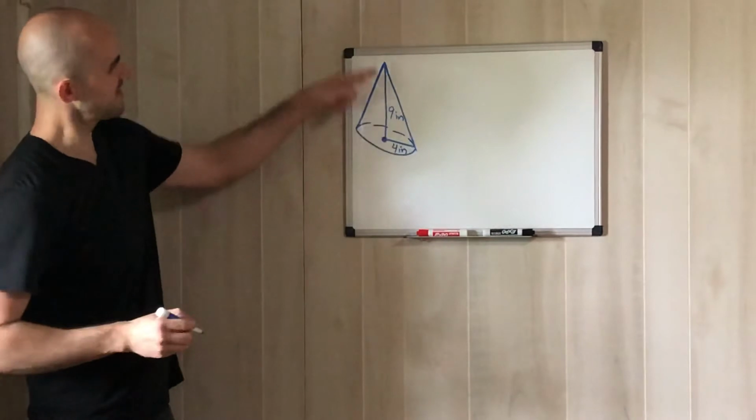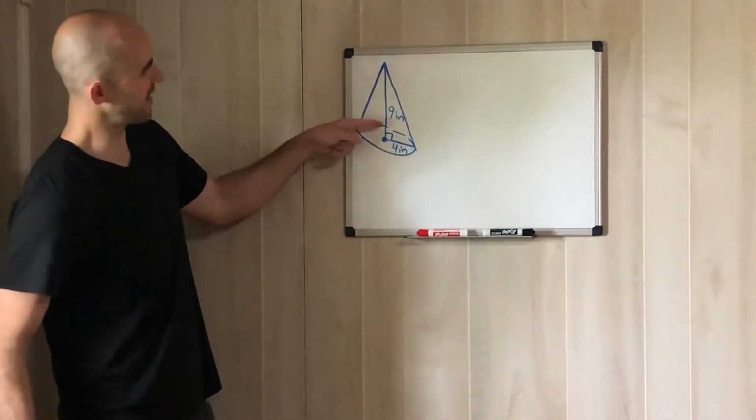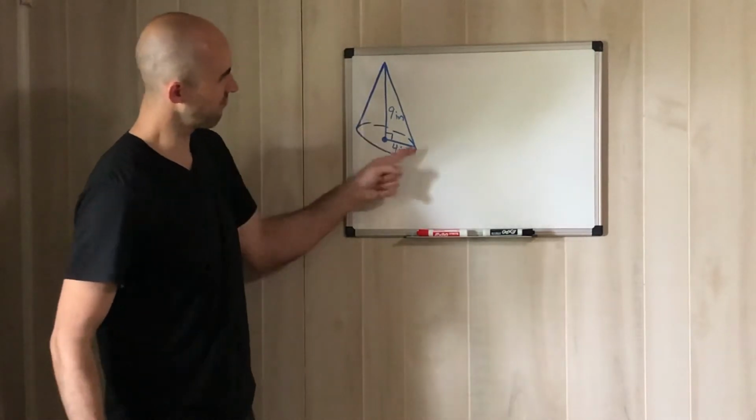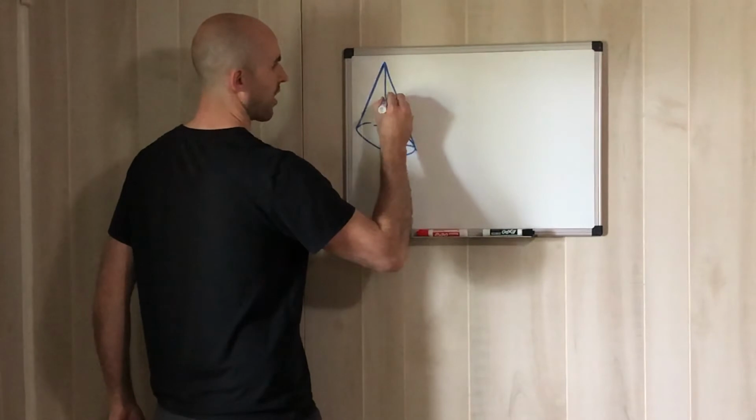So we know that the height is 9. Since it's the height, can't forget the right angle. We know that the height is 9, and we know that the radius is 4. So that's the radius, and that's our height.